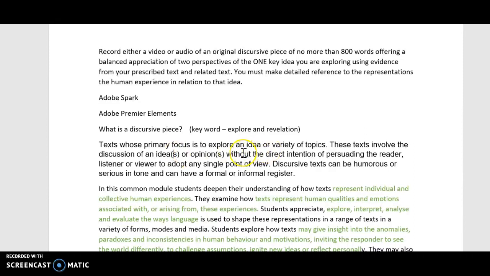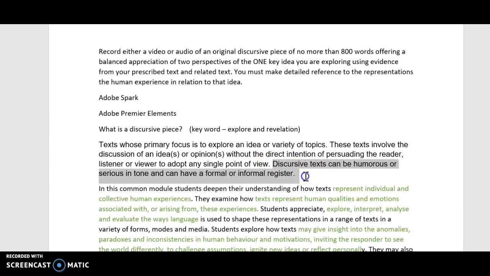This is the other big thing. You don't have the intention to persuade the reader. So you don't want to be using high modality words. You don't want to be putting forward two sides and then trying to convince the reader of which side is correct. Or the listener in our case, because you're doing the speech.